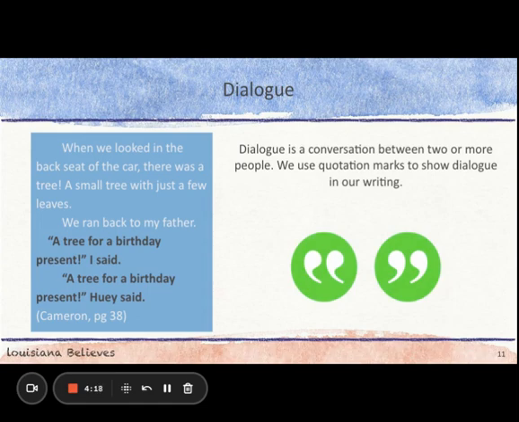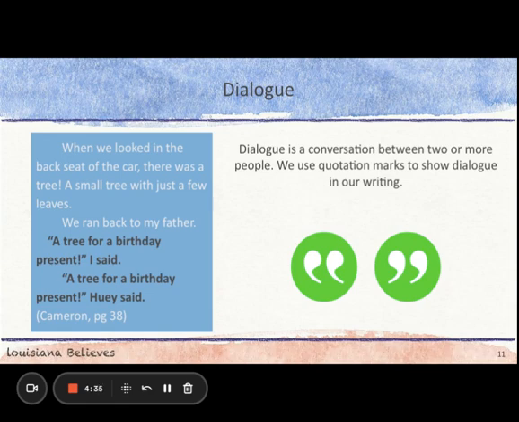Dialogue is a conversation between 2 or more people. Writers use quotation marks to show when characters in the story are talking. Let's read an excerpt from the stories Julian tells and be on the lookout for when people are talking.